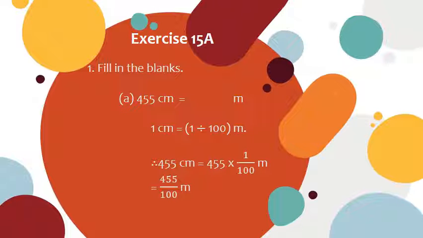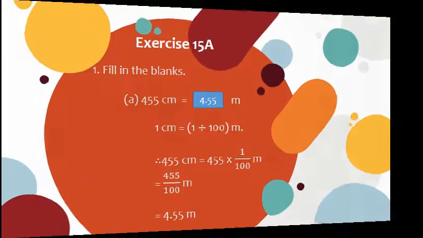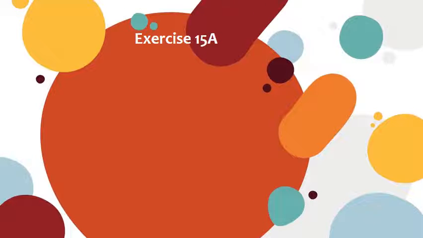which in turn is equal to 455 upon 100 meter, and this is equal to 4.55 meter. And so our answer is 455 centimeter is equal to 4.55 meter. Now children, let's come to the next question. The next question is 7.1 ml is equal to how many liter?